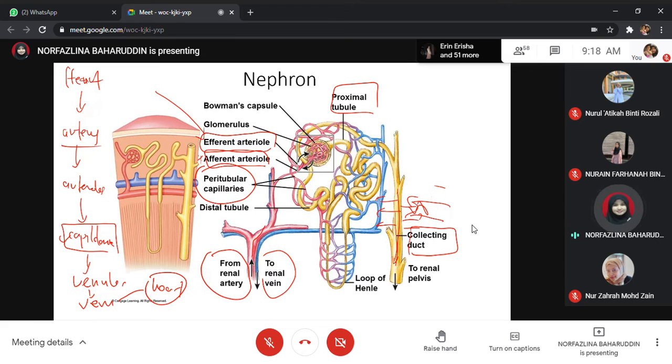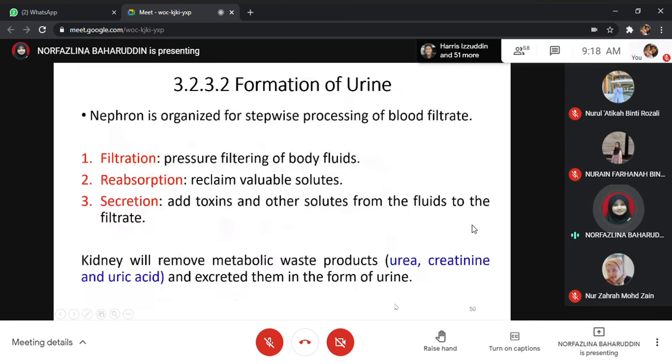Because you have more urine. Padahal you tak perlu, you have more water in your body, so no need to conserve. So you akan buang lah. So dia akan become urine. Okay, so this is nephron.